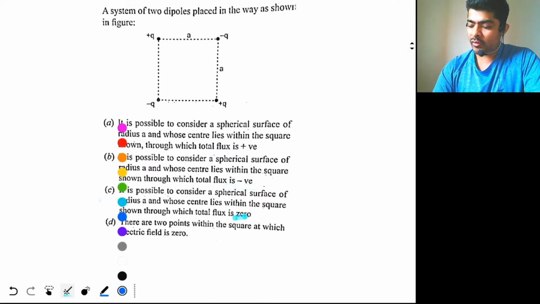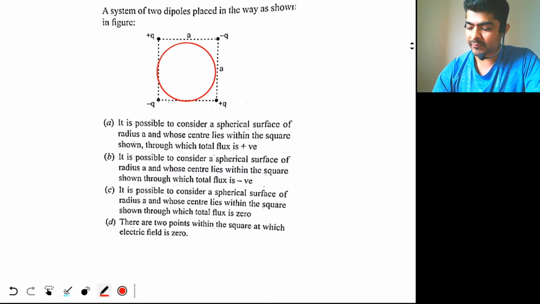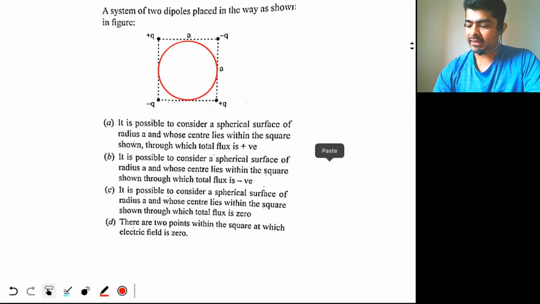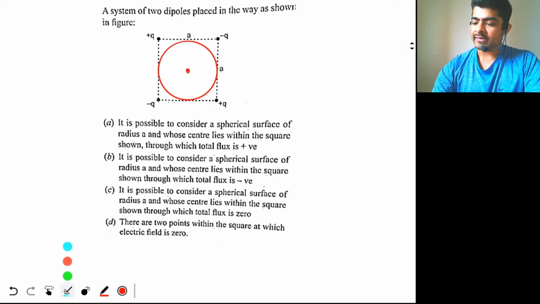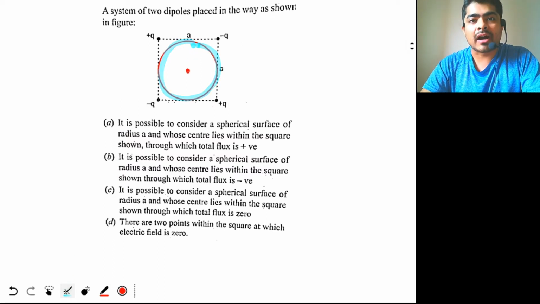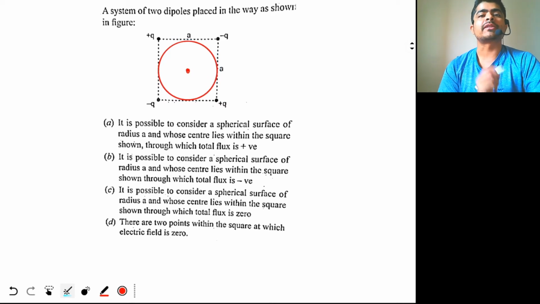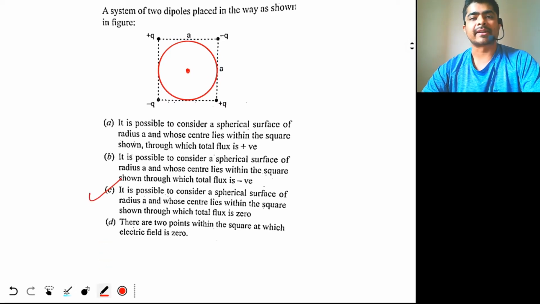So we have to draw a sphere over here. So let's draw the sphere. Okay, this is the sphere over here. This is the sphere whose center is at the center of the square. And as you can see, since the sphere does not enclose any charge, the total flux through the sphere should be 0 according to Gauss law. So option C will be correct.